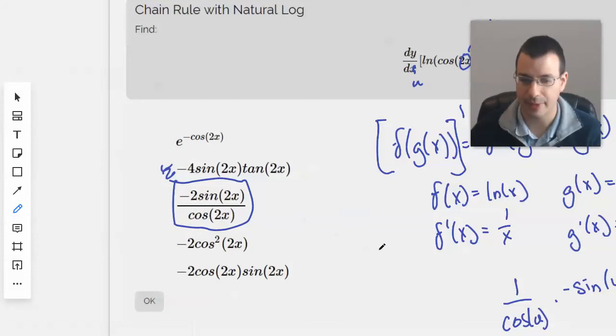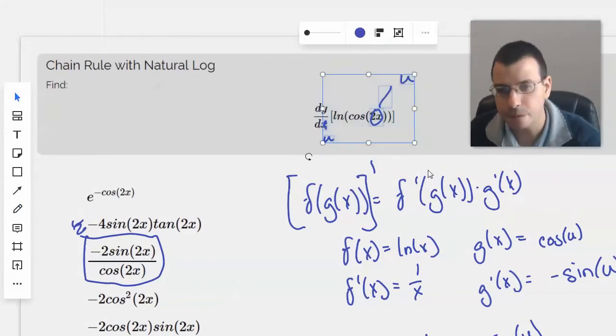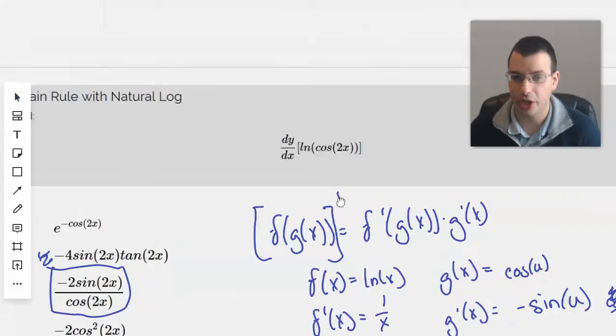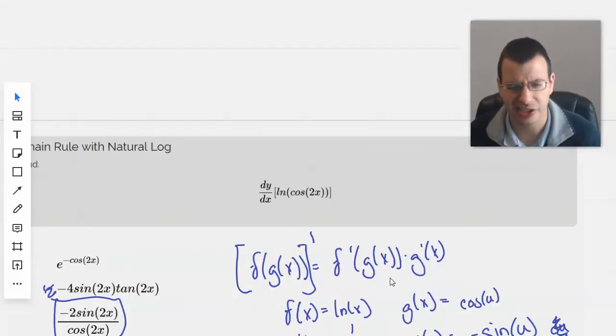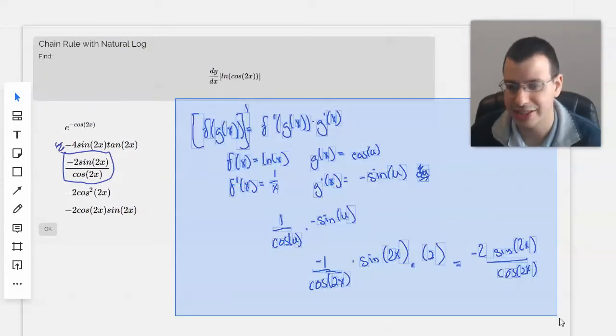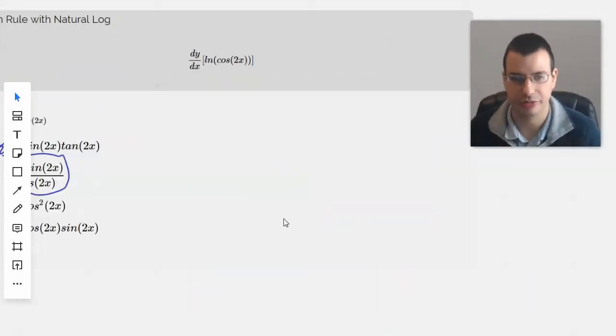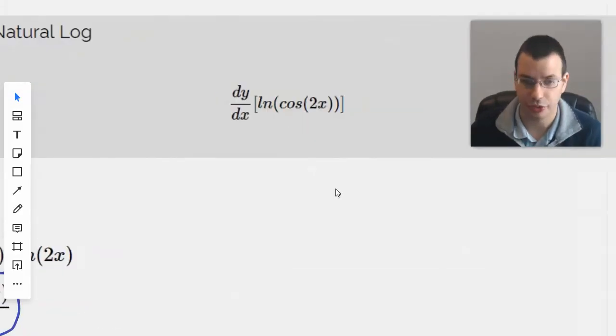So to recap how this works, go through the logic again. So we're doing the chain rule. And we're going to do the chain rule twice because when you have a nested function, a function inside of a function, then you have to use the chain rule.